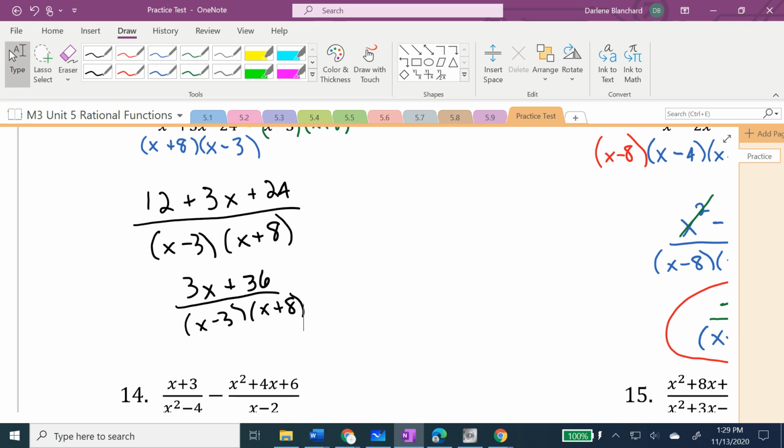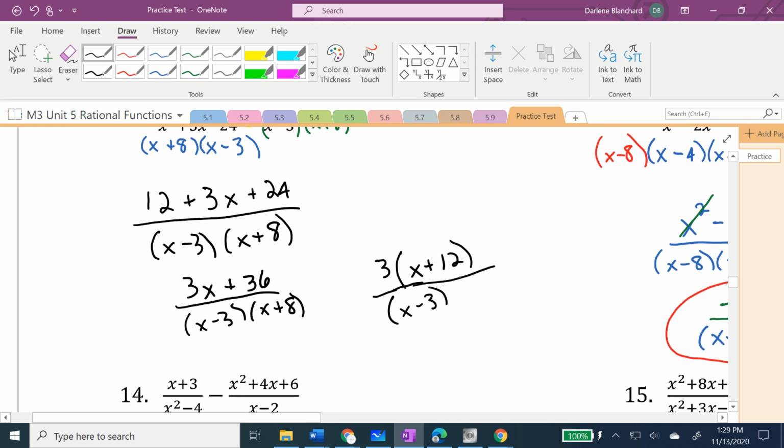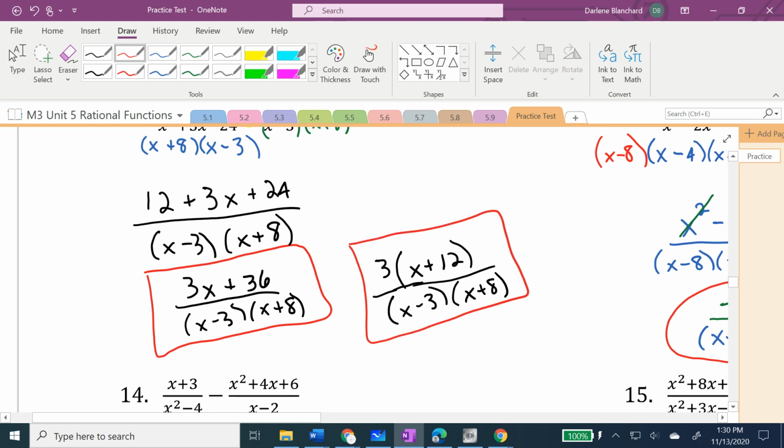So can you guys think of what the numerator would look like if it was factored? You can factor a 3 out, but that's going to leave you with an x plus 12. Is that going to cancel with anybody? Nope. That means that I will accept as a final answer this version or this version, whichever you like. They're both correct.